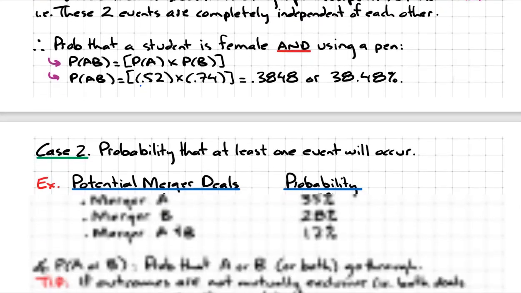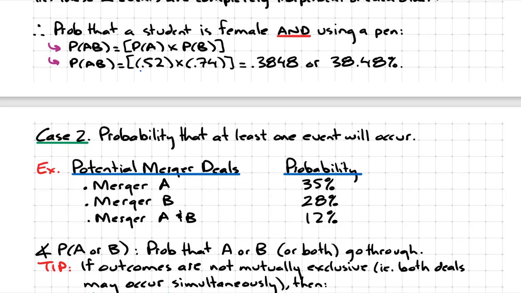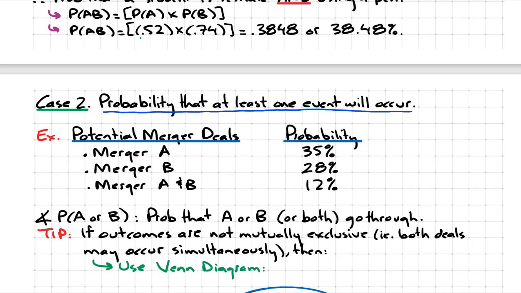Now let's look at the second scenario. Here we want to find the probability that at least one event will occur. Let's look at an example. Suppose that we have some potential merger deals. The probability of merger A going through is 35%. Probability of merger B going through is 28%. However, the joint probability, the probability that both merger A and B will go through is 12%.